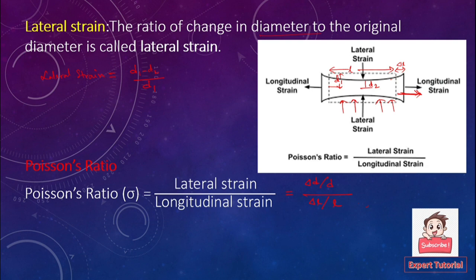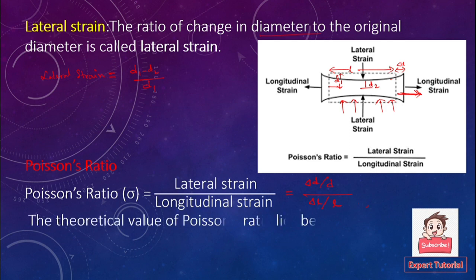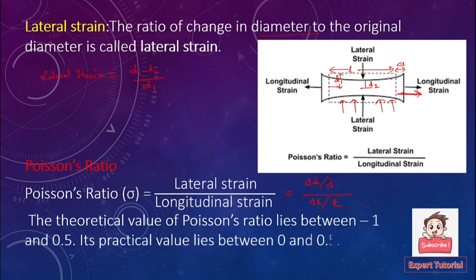So, and also there are some important points, that is its value. Okay. The theoretical value of the Poisson's ratio lies between -1 and 0.5, that is half, but its practical value lies between 0 and 0.5. Okay, so please note down all the things I am discussing over here. All the things are very important for your exam. So please take a note of all of this.